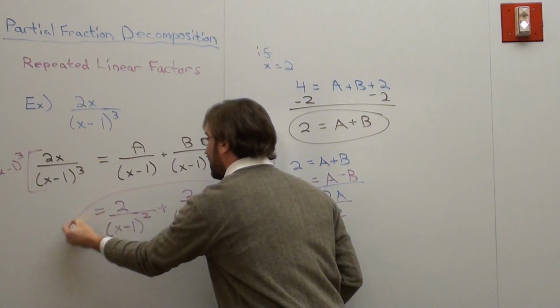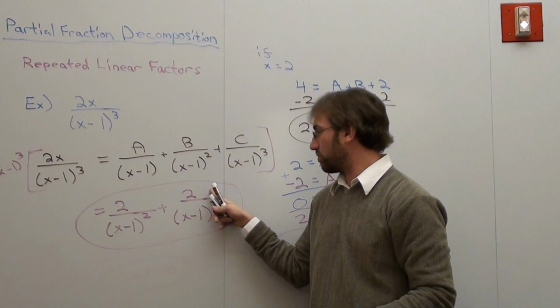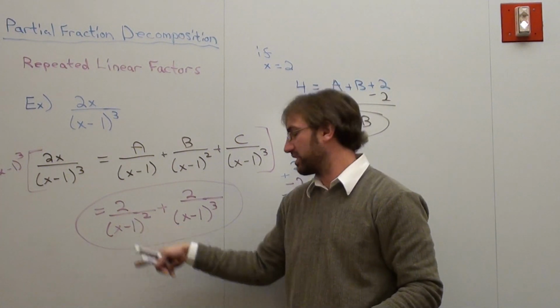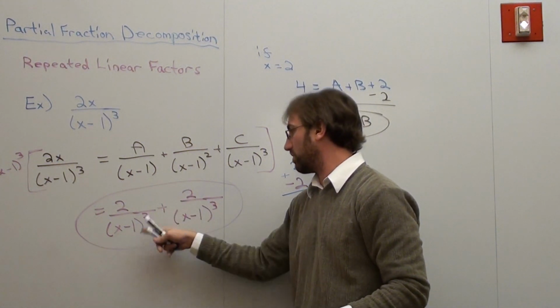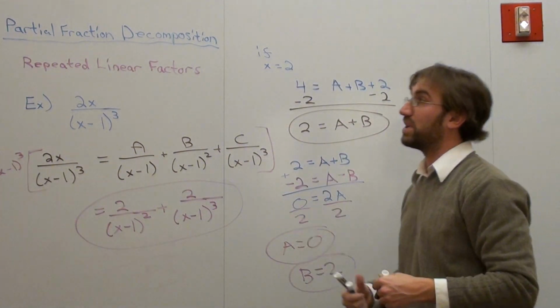And if you don't believe me, you can solve for this. Make sure that you can add these fractions together by multiplying this one by x minus 1, both on the top and the bottom, and you get 2x minus 2. The 2's cancel, so you're left with 2x over x minus 1 cubed, which is this bad boy right here. So that was an example of repeated linear factors.